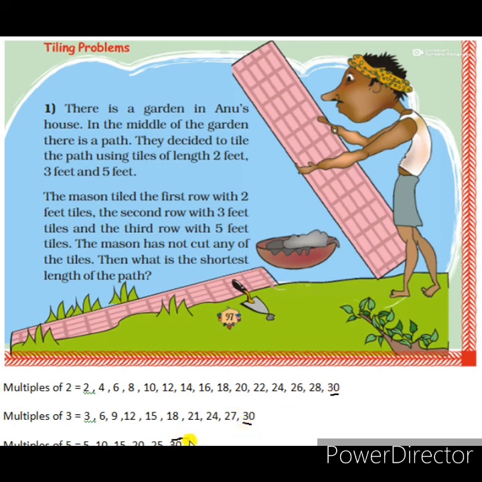So we can write the answer: the shortest length of the path is the shortest common multiple of these three numbers, the LCM. LCM here is 30. So the shortest length of this path is 30 feet, because 2 feet tiles were used, 3 feet tiles used, 5 feet tiles also used. So the common multiple is 30. So the shortest length of this path is the LCM of these three numbers, that is 30 feet. Now the remaining topic I will explain next time.